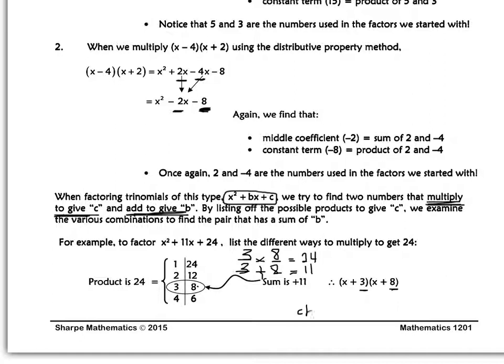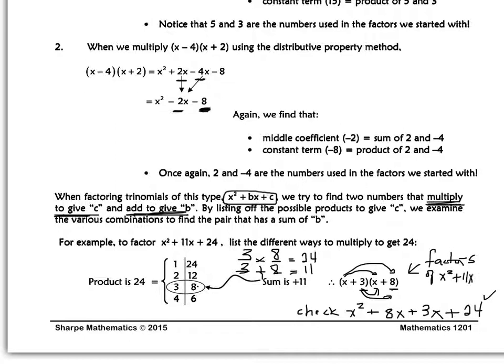And you can check that if you want to see if it's correct by using your distributive property. X squared plus 8x plus the 3x, multiply this by this, and then plus the 24. And that will simplify to x squared plus 11x plus 24. So you know that this is the factored form. These are the factors of x squared plus 11x plus 24.